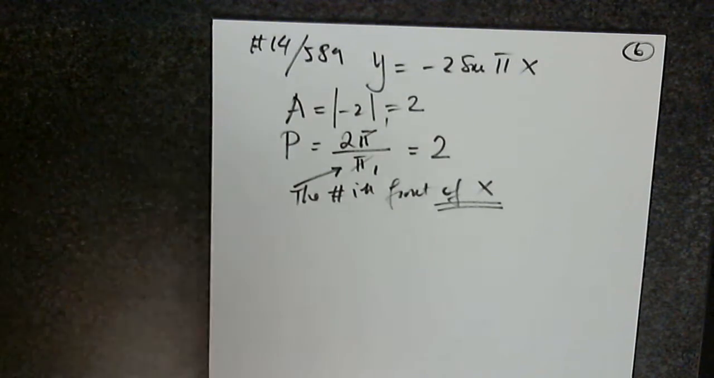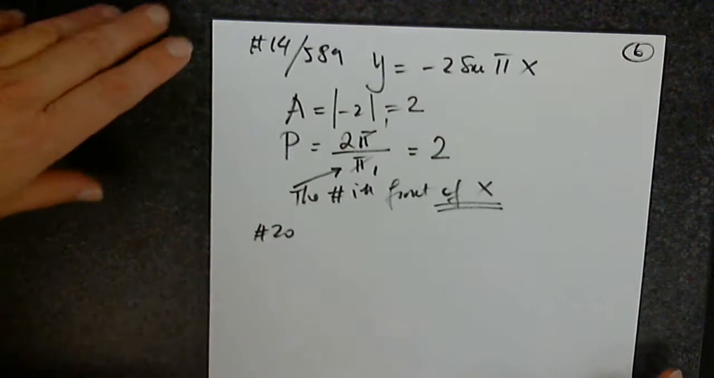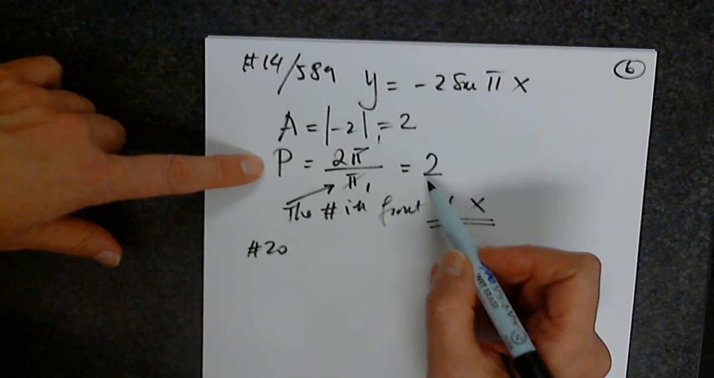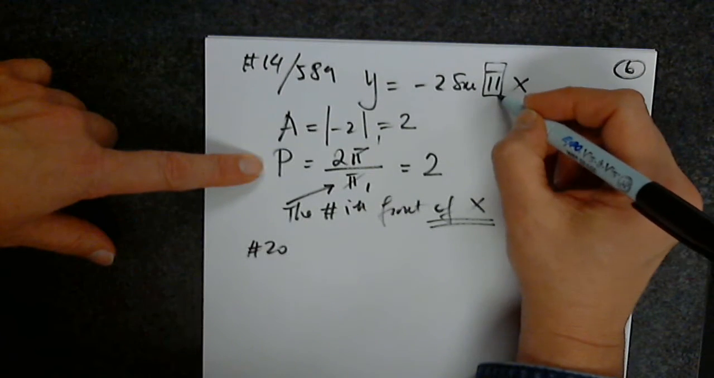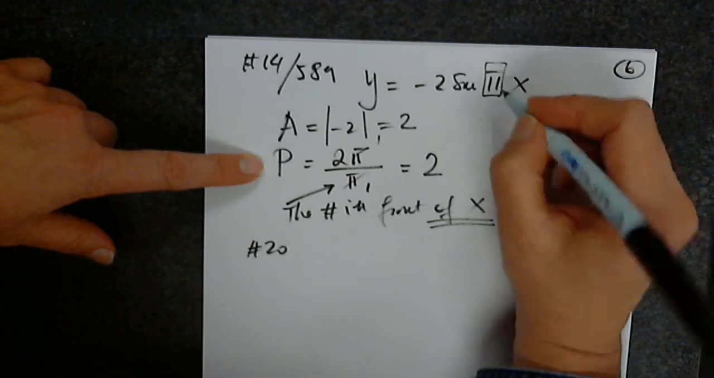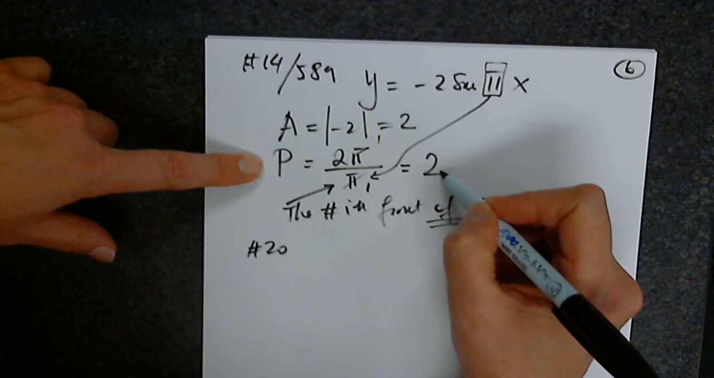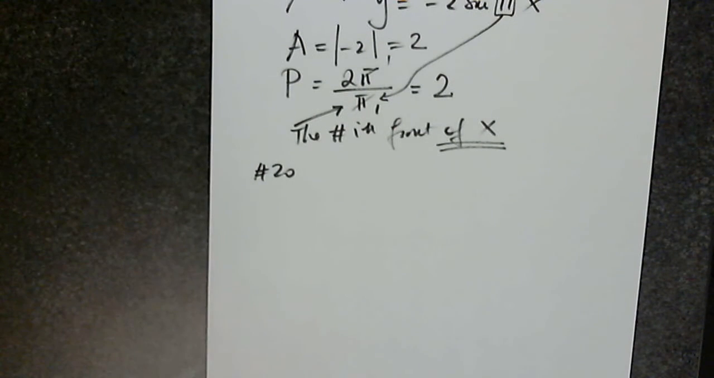Very good question. Problem 20. Yes, please. Just to be clear, for the period, it's 2π divided by the number in front of x. Yes. And the number in front of x is π. Since I'm dividing by π, I can simplify and I get 2. Right. So, anything else? Okay, problem 20. Let me break the video in the middle.